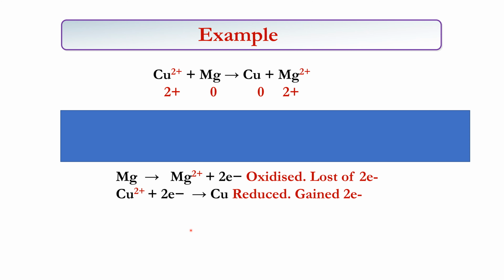And in the second half, copper will gain those 2 electrons. And when copper gains those 2 electrons, it will become neutral. So this is what we call a half equation. So in one half, oxidation occurs, and in the second half, reduction occurs.